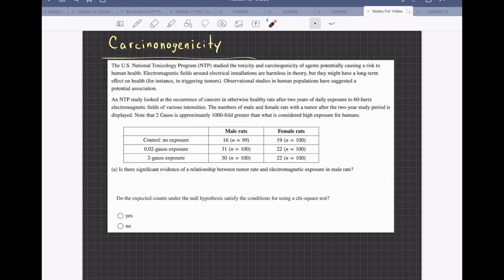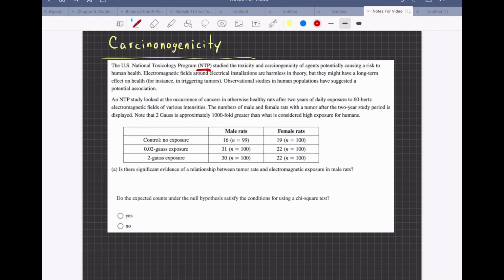So, but it says the U.S. National Toxicology Program (NTP) studied the toxicity and carcinogenicity of agents potentially causing a risk to human health. Electromagnetic fields around electrical installations are harmless in theory, but they might have a long-term effect on health, for instance, in triggering tumors. Observational studies in human populations have suggested a potential association.